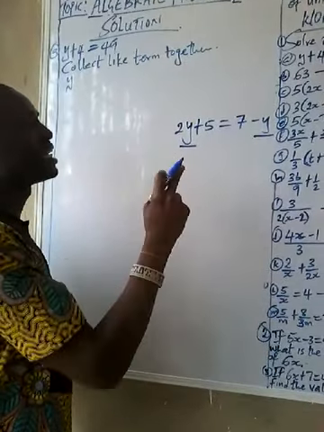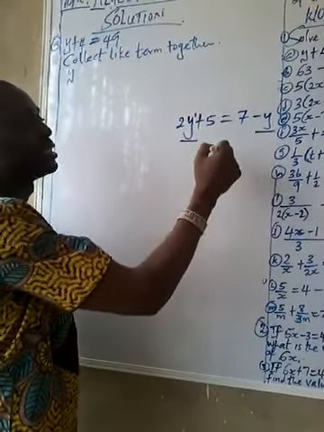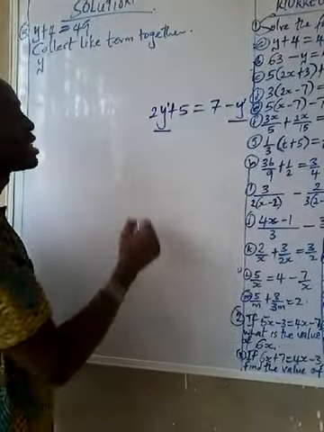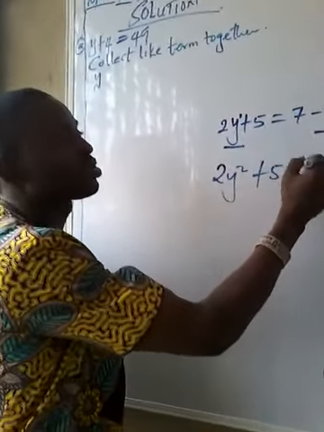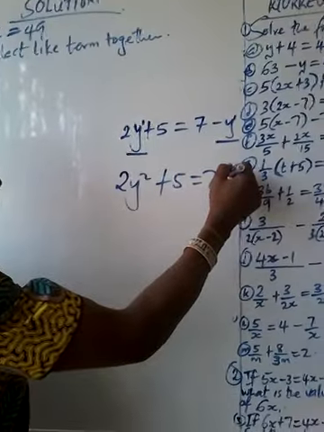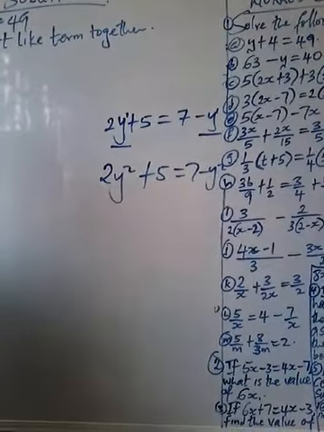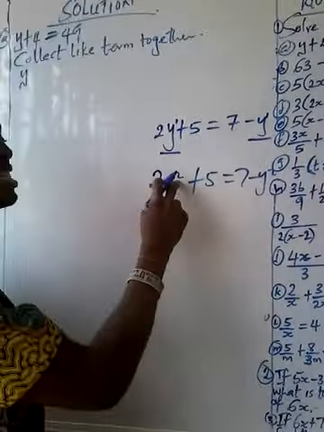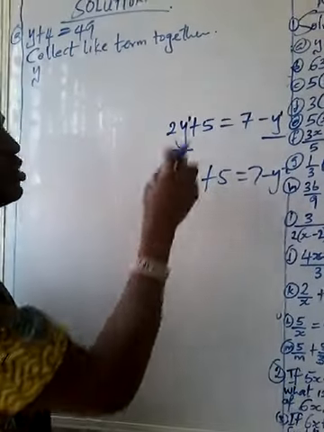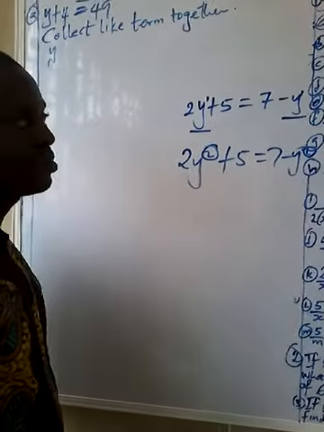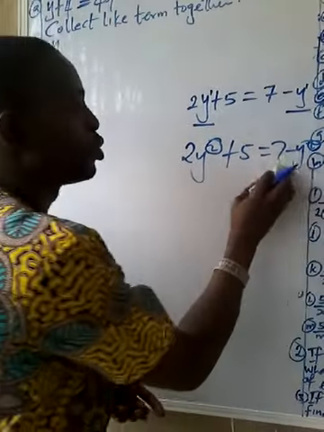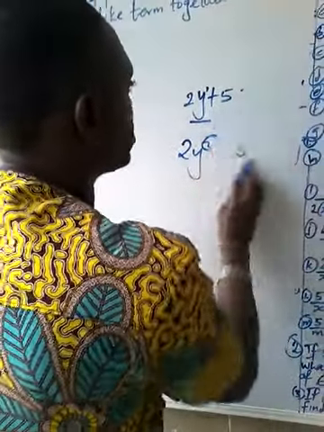Degree 1 in the sense that it is y raised to power 1. It is not 2y squared plus 5 is equal to 7 minus y squared, or y raised to power 3. If it is this, it is degree 2, because of the power that the unknown is carrying. So that's what we mean by simple linear equations.